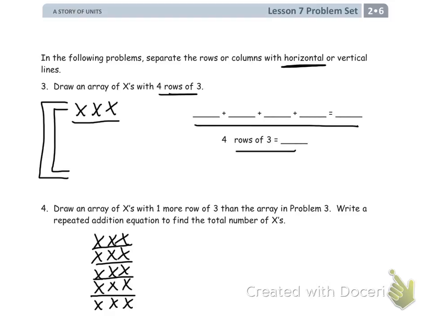So for our repeated addition, we would simply come over here, go, there's 1, 2, 3, 4, and 5, and that equals blank altogether. So I'm going to let you figure that one out.